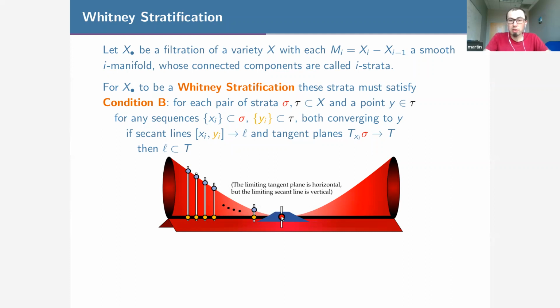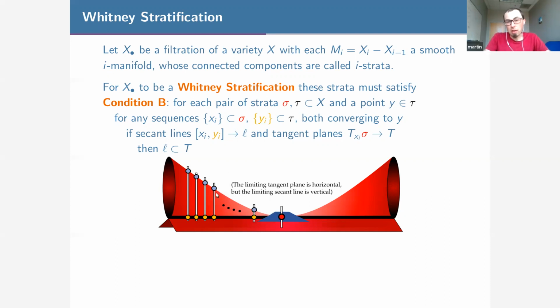So if Whitney's condition were to hold at this red point, then what we would require is that if we take all of these secant lines between the blue and the yellow points, and then we take the limit of those secant lines as it goes to our point of interest, y, that limiting secant should lie inside the limiting tangents of all of these, the limiting tangent plane of this blue sequence, right? So here we see that does not happen.